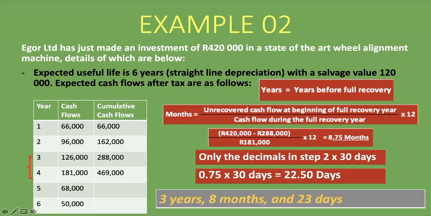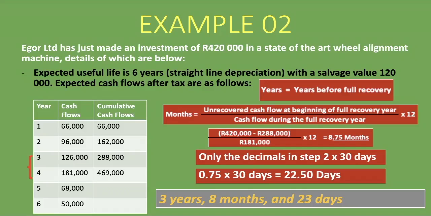Now remember, if someone puts 22 days and I put 23 days, we'll probably all be marked correctly because there's a slight rounding off difference. Or if someone puts 24 days instead of 23, it's just a rounding off difference. But as long as you get something very close to that. So it's 3 years, 8 months, and 23 days. And that is how you calculate the payback period when you're required to put the answer in years, months, and in days. I hope it has made sense.